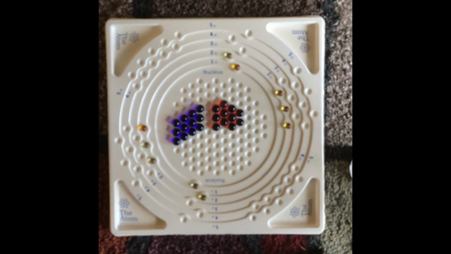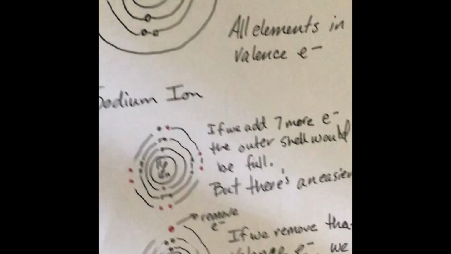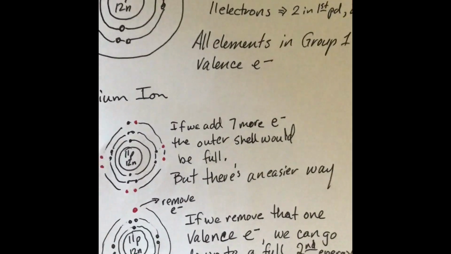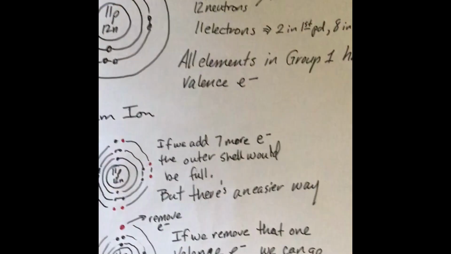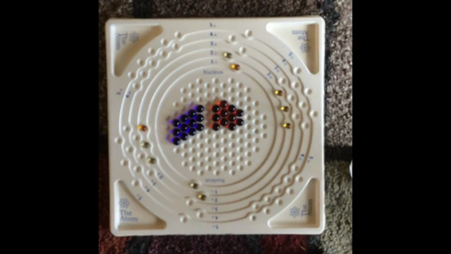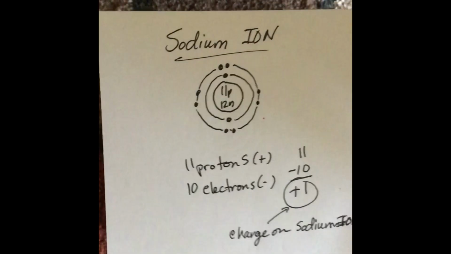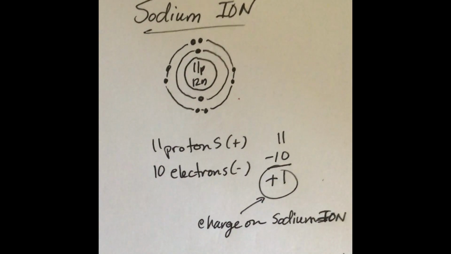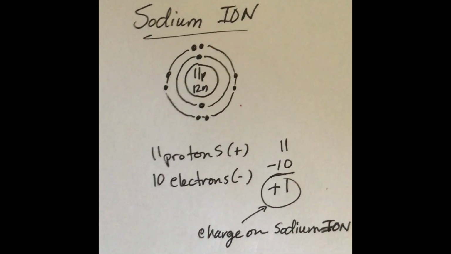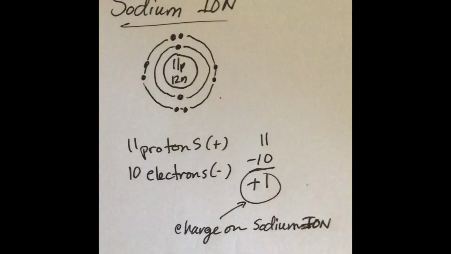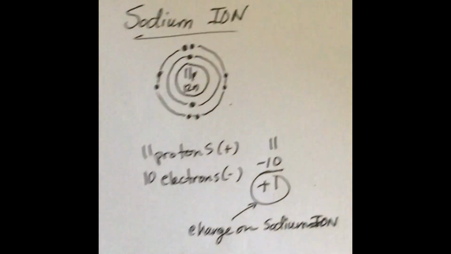So we look at our sodium atom, okay? Now this is showing you we could add those 7 electrons, but that'd be really hard. But what we're going to do is we're going to take that 1 electron away, okay? We take that 1 electron away, and now we have our sodium ion. Here's our sodium ion. It has 11 protons and 10 electrons. And 11 minus 10 is positive 1. So sodium is going to form a +1 ion.